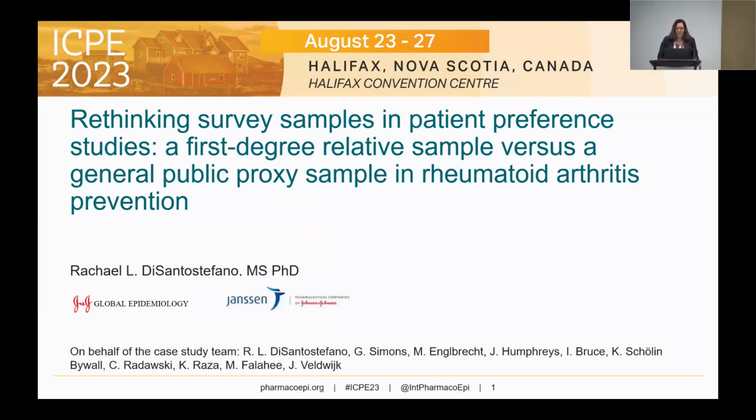Hi, everyone. I'm here to talk about a methodological question that comes up in a variety of epidemiology applications. This one is in the area of patient preferences and the sample. This was part of the IMI Prefer project. And I'm going to talk about a preference survey we administered, and we compared first-degree relatives with the general population.